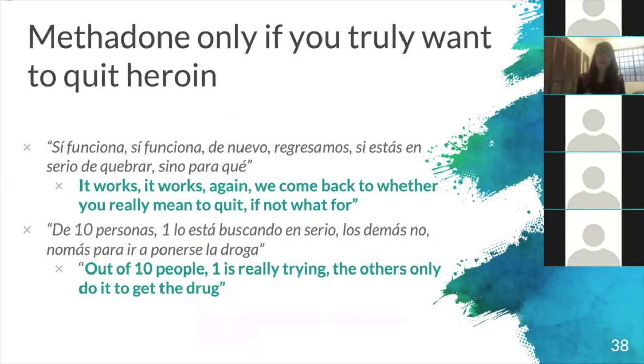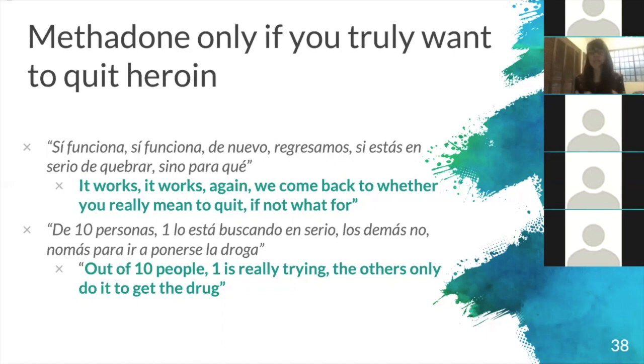Also, there was a lot of prejudice against use of methadone in the wrong way. When I asked them whether it would be a good idea to implement methadone in prison, they were like consultants. Many of them said, "Yes, but only give it to those who really want to change." So it was like, yes, it works, but again, we come back to whether you really mean to quit. "If not, what for? Out of 10 people, one is really trying. The others only do it to get the drug."